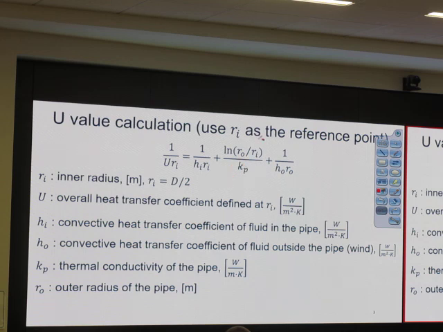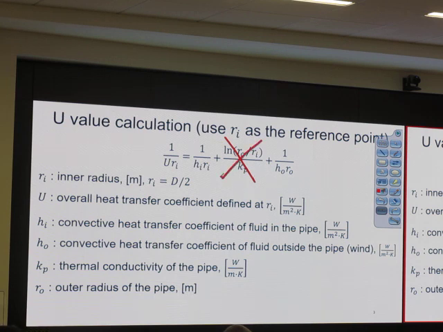What happened to this term? Arif, what happened to that term? Does it become infinity or zero? K sub P goes to infinity, then what happened? Zero. So this term becomes zero, right? If K sub P goes to infinity, that term is gone.